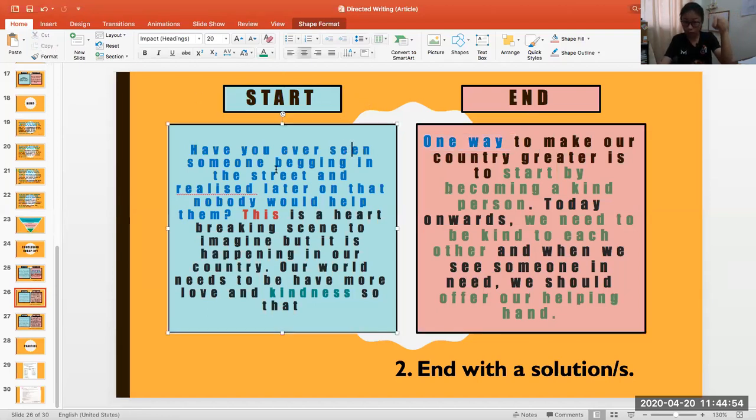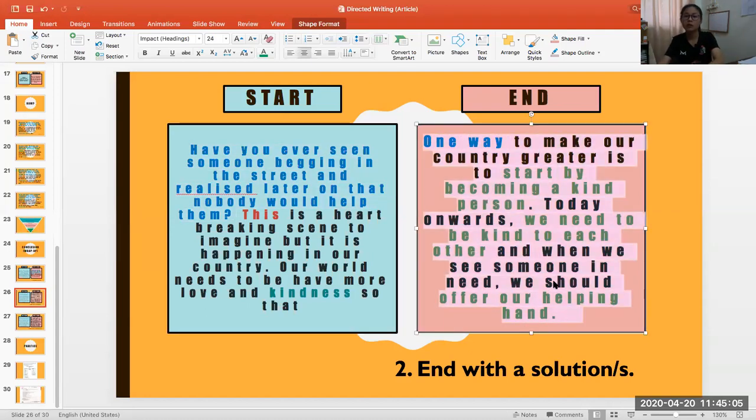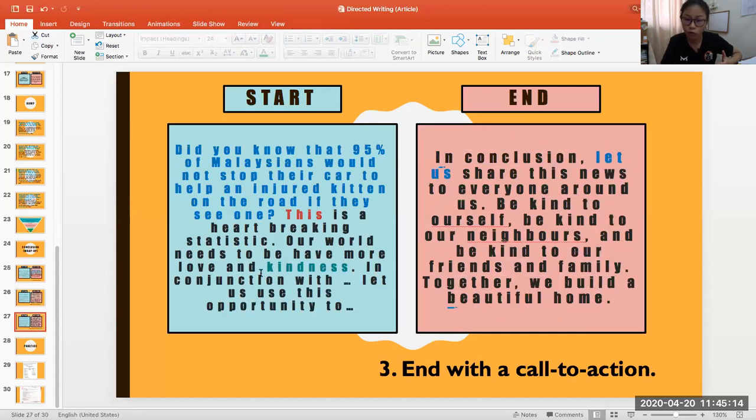So here you start with a question. You start with a question, so you want to end it with a solution. Okay, we need to be kind in order to save the world, whatever. End it with a solution. Or the last one is a call to action. Call to action is like menyahut lah. You ask people to do something together.